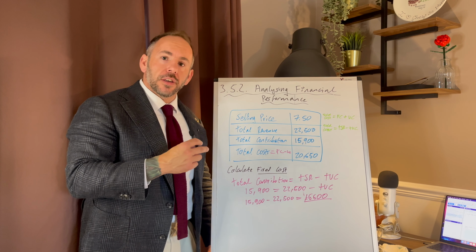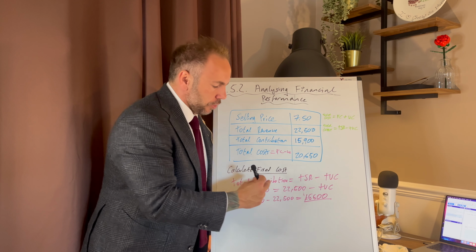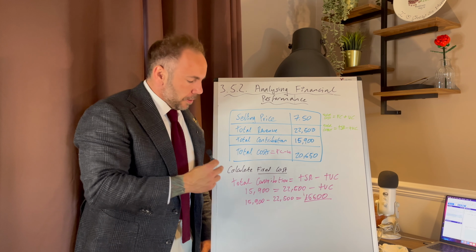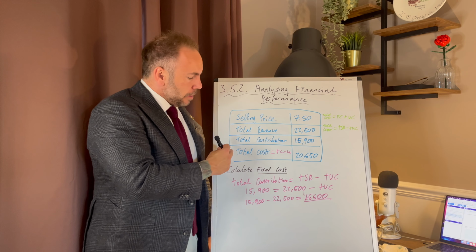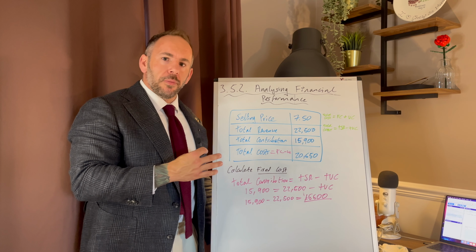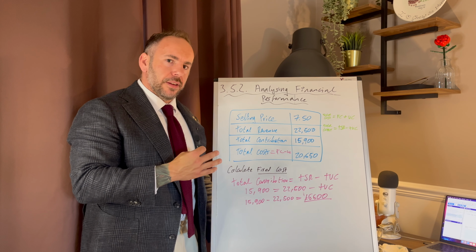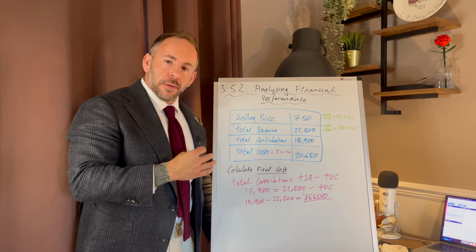Because if I replugged those numbers back in, so 22,500 minus 6,600, apologies, I would end up with this number here. So all I've done is I've taken my knowledge of the total contribution formula. I've realized I've got 2 out of the 3 numbers I need. So therefore, I can start working out my total variable costs.